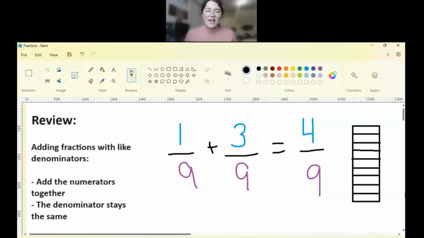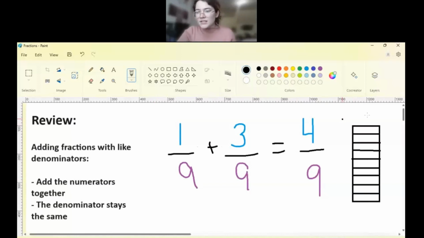So as we talked about last time, adding fractions with like denominators involves adding the numerators together. These numerators up here are the top numbers in blue, while the denominators, those are the purple numbers on the bottom, they stay the same. The reason the denominator stays the same is because that's the entire whole.